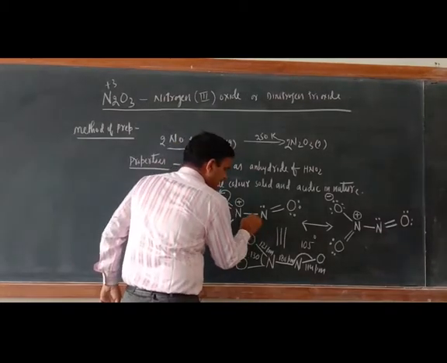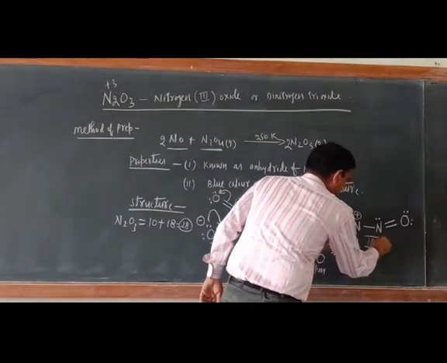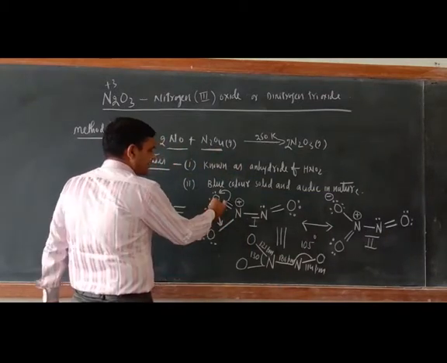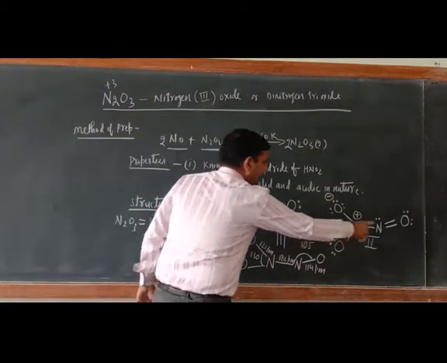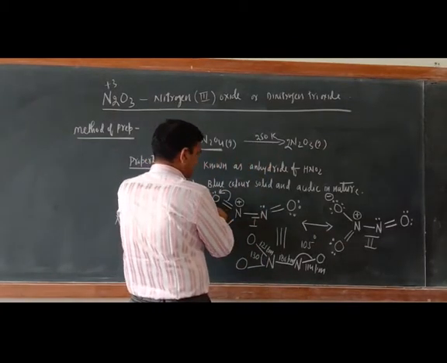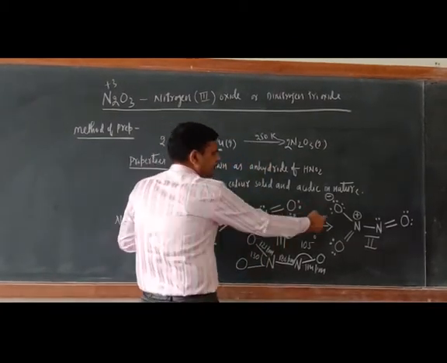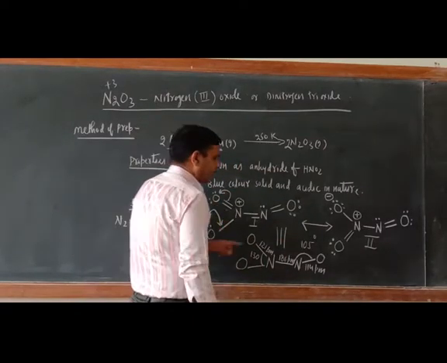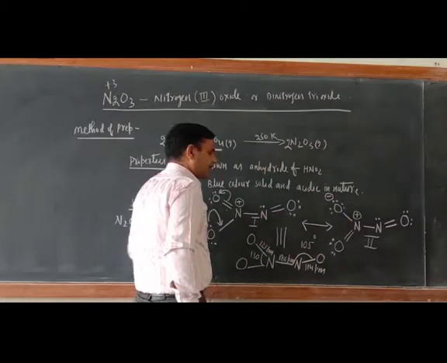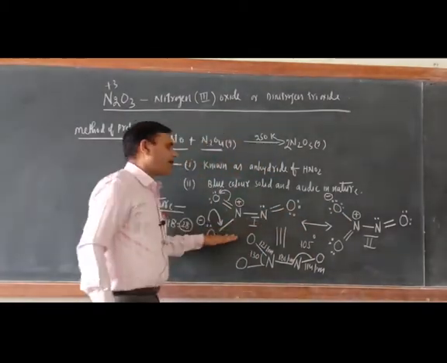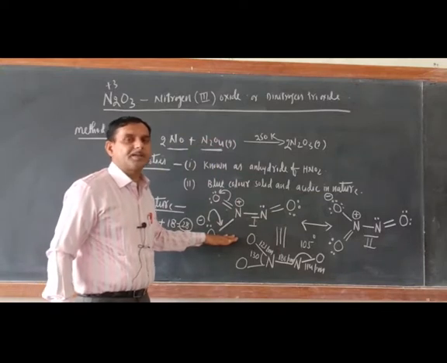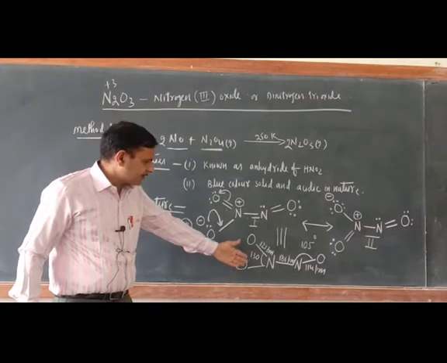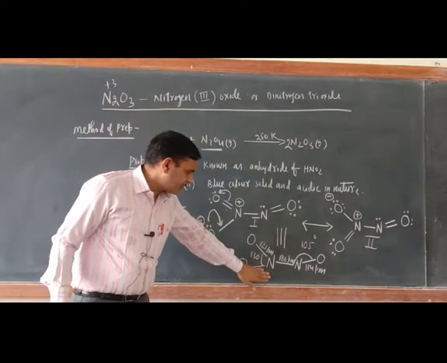This is the first resonating structure. And now this is the second resonating structure. To get the second resonating structure, what will you do? Just shift this bond here. So now this oxygen will have 6 electrons. You can see clearly. And now shift this bond here, so now a double bond would be there. In this way, these two resonating structures are formed for N2O3.